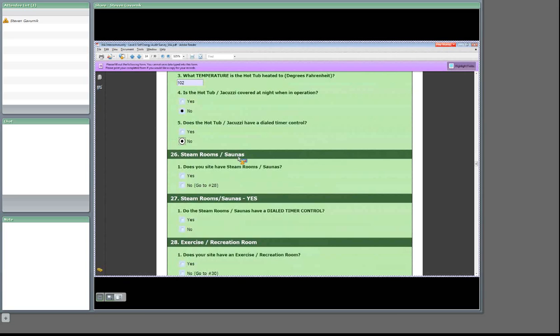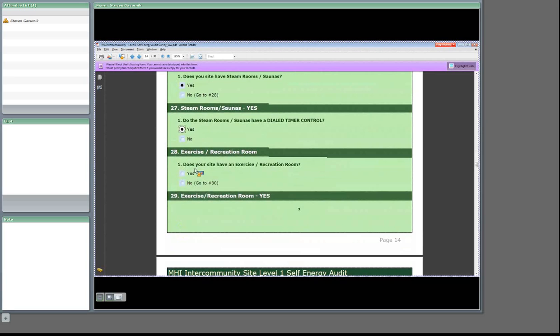Next question. The steam rooms. For the few cases there may be steam rooms, you'd indicate whether there is. Otherwise, you go to section 28. Does the steam room have a dial controller? And next, section 28, which is on the exercise or recreation rooms. Do you have one? Yes, otherwise go to section 30.